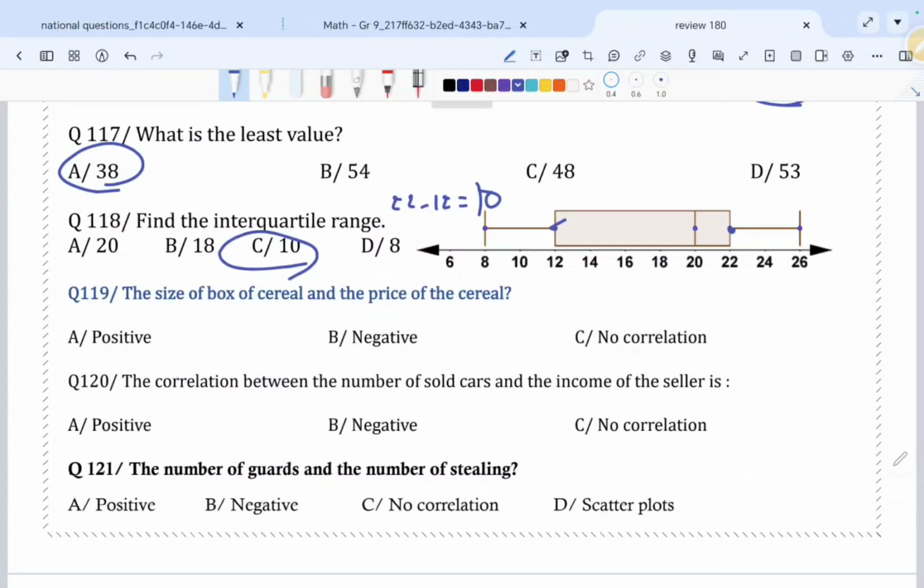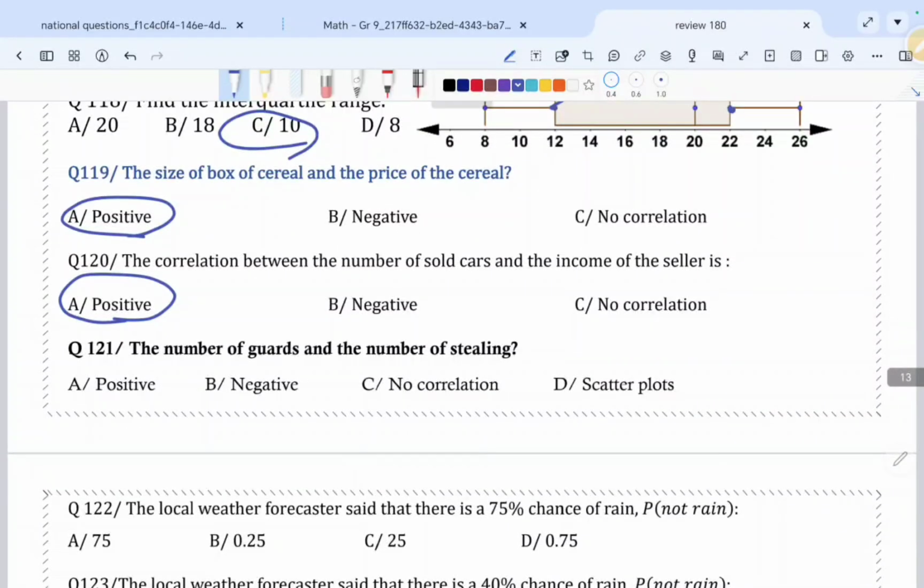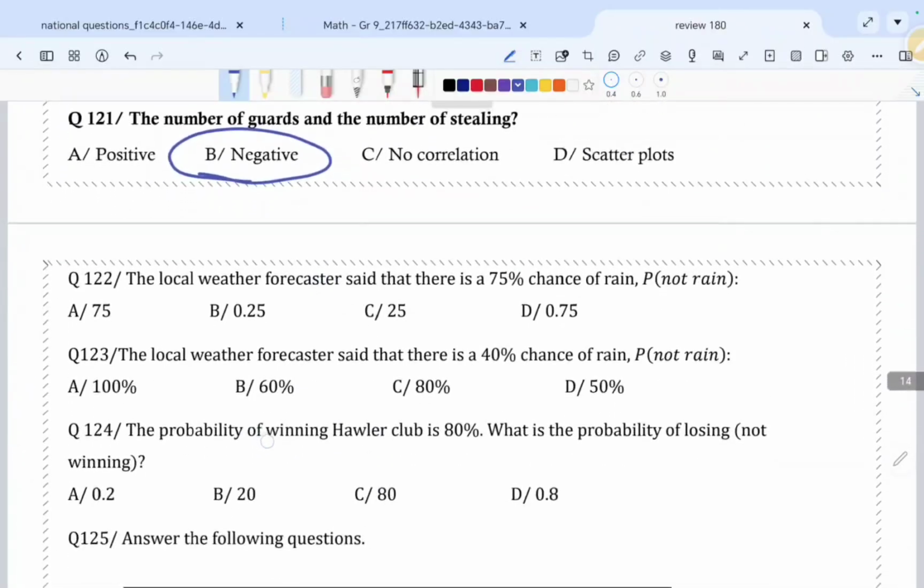Now, we have scatter plots: the size of a box of cereal and the price of the cereal. Both of them will increase or decrease together, so it will be positive. The correlation between the number of sold cars and the income of the seller is again positive. If you sold more cars, you get more money. So the number of guards and the number of stealing, negative. If one of them is decreased, the other one will be decreased, okay?